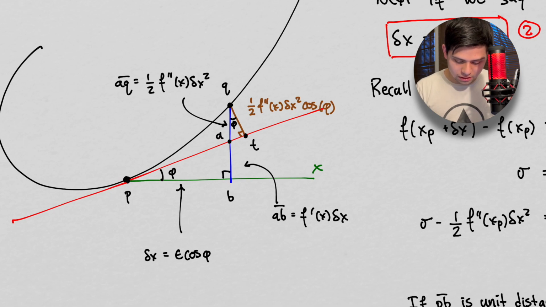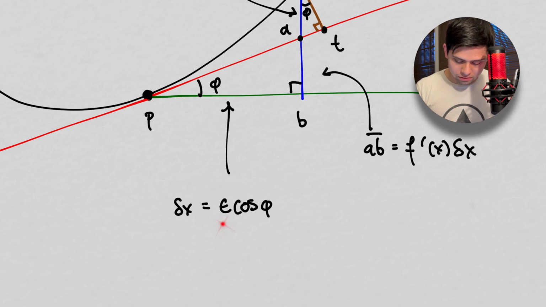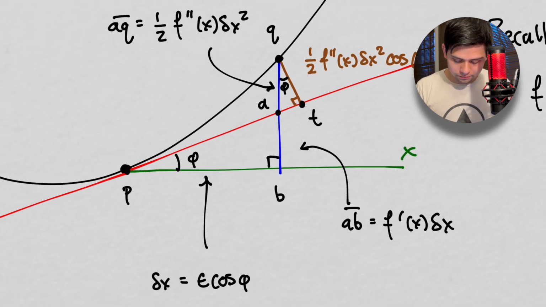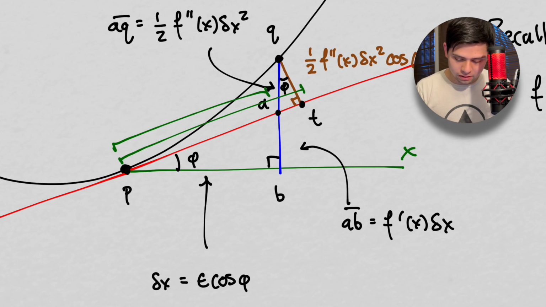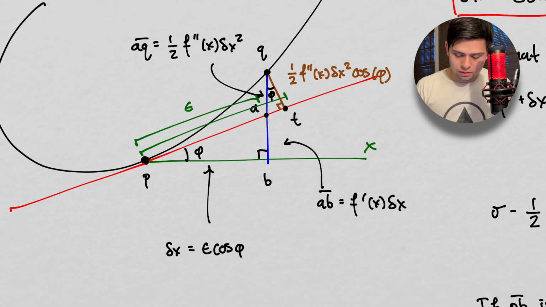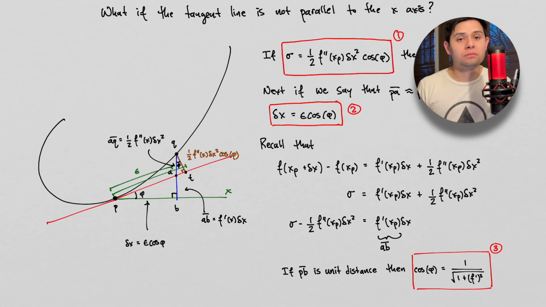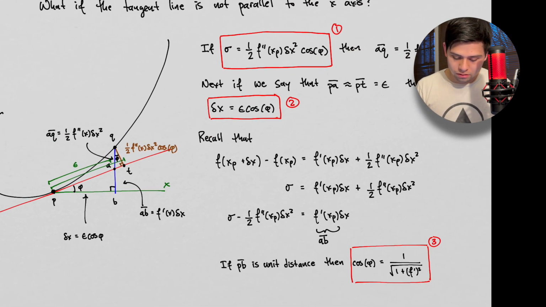So that means this distance here is going to be this. Right? Just this is a cosine argument, right? This is the angle. And again, this is epsilon. What we're saying here is that from P to T is essentially equal to from P to A, and that's epsilon. Okay, that is the approximation that we're making here.